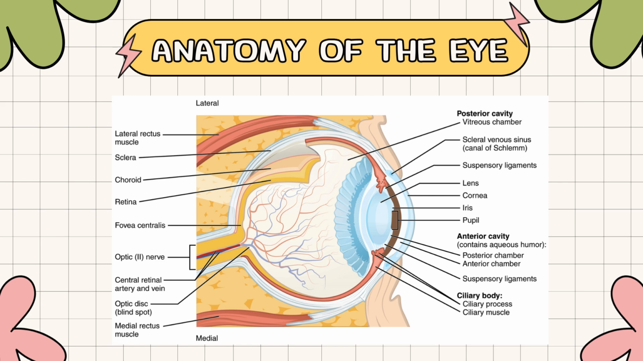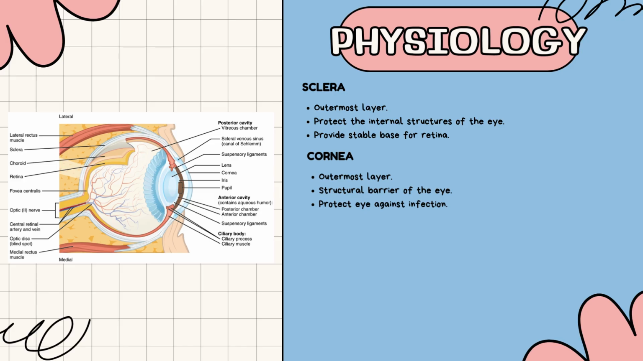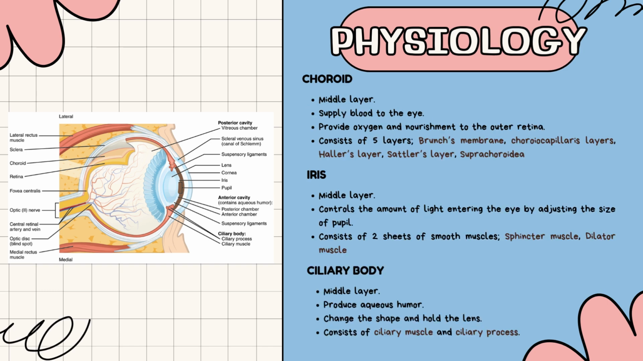As you can see here, this is a picture of an eyeball. The wall of the eyeball consists of 3 layers. Starting from the superficial layer of the eye, or sometimes it can be referred to as the protective layer, it consists of the sclera and cornea. The sclera is the white part of our eye, which is to protect the internal structures of the eye and provide a stable base for the retina, while the cornea is a transparent avascular tissue that is responsible for the structural barrier of the eye and to protect the eye against infection.